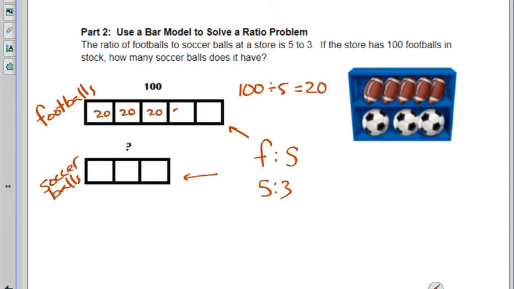Okay, these are all equal parts. And with the ratio, it's 5 parts to 3 parts. So these parts also have to be 20. And so you can see from the picture that they must have 60 soccer balls. 60 soccer balls, which to an Italian would be footballs. But anyway, we'll keep it American.